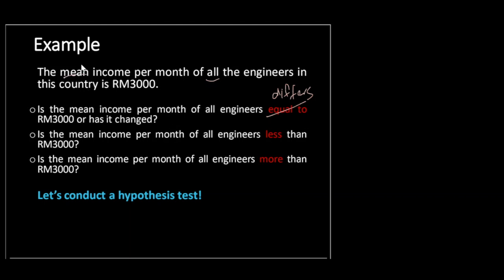So you might want to check whether the mean income differs from ringgit Malaysia 3,000, or whether the mean income is less than ringgit Malaysia 3,000, or whether the mean income is more than 3,000 ringgit Malaysia. So the next step is to conduct your hypothesis test.